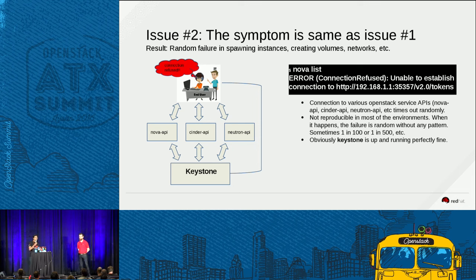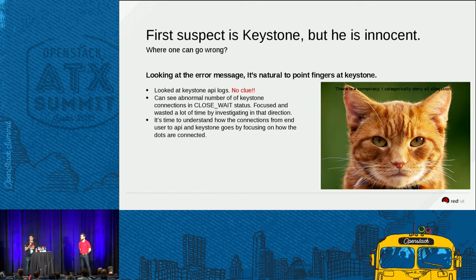So we got a clear error message here to concentrate on. And we started asking Keystone where you are sending this error message. And unfortunately, Keystone told us, I'm innocent here. I categorically deny all allegations that you are making against me. But we used to ask, then why are you sending this error message? He has no answer.